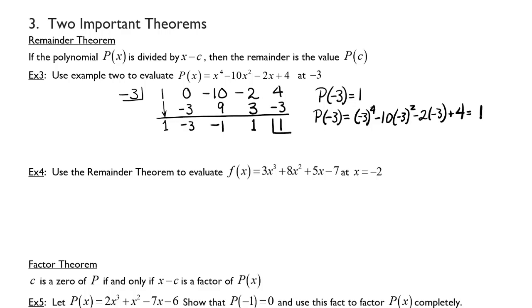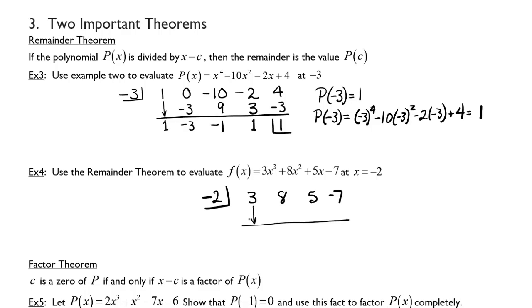So let's use the remainder theorem to evaluate f of x equals 3x to the third plus 8x squared plus 5x minus 7 at x equals negative 2. Our coefficients are 3, 8, 5, and negative 7.